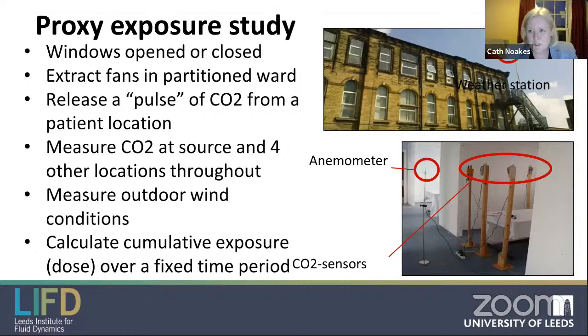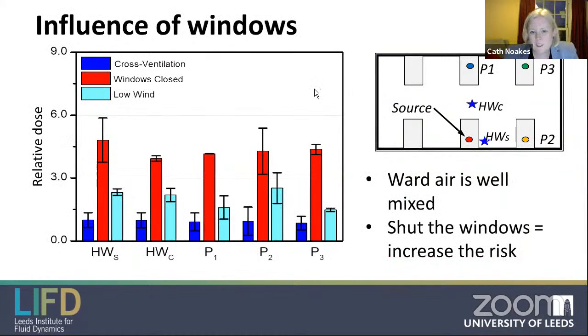And I'll show you some examples from some studies that we did in the past. This was a study looking at using CO2 as a proxy for an aerosol exposure in a hospital setting. And it was a naturally ventilated building, which is quite a complex thing to measure in. But we were interested in the potential exposure to a CO2 tracer, which was then used as representative of aerosol transmission. And what we looked at there was the influence of different ventilation strategies. So we've got a scenario where you've got a source, which is representing a patient here. You've got P1, 2, and 3, which are other patients, and then HWs are healthcare workers. And we've put sensors in all these locations.